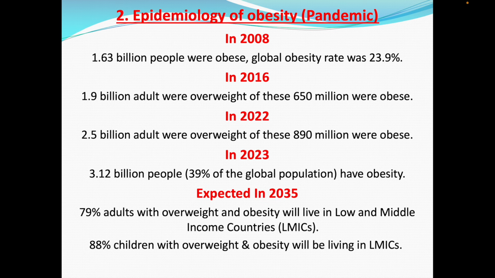Expected obesity in 2035: 79% of adults will be overweight and obese, living in the low and middle income countries, LMICs. 88% of children in 2035 will be overweight and obese, living in the low and middle income countries.